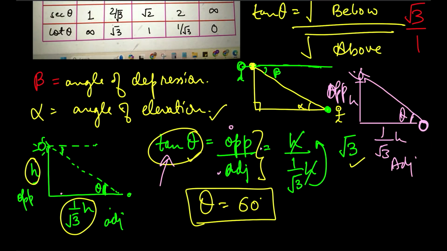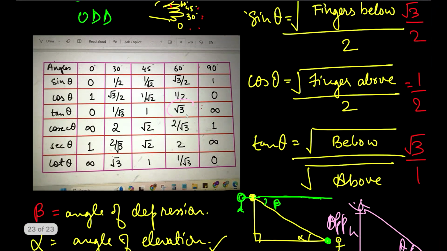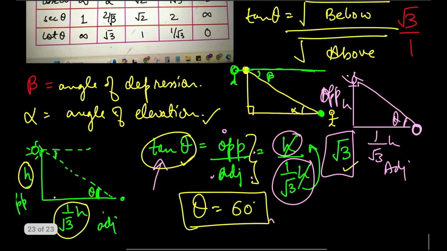So अगर हम opposite by adjacent लेते हैं तो हमारा opposite है h और adjacent है 1 by root 3 h. If I cancel h and transfer the root 3 to the numerator, I get the value of tan theta as root 3. And as per these formulas or this table, if you remember, root 3 comes in tan 60 degree. So therefore, the angle of elevation for this question becomes 60 degree. ये important नहीं था कि आपका value 60 degree आया कि नहीं. The most important part of this section of the video was that whether you understood the approach or not.